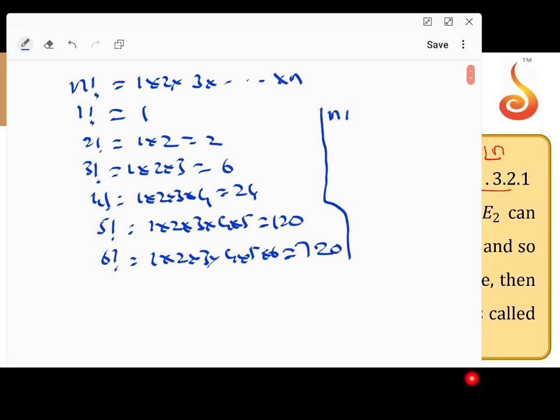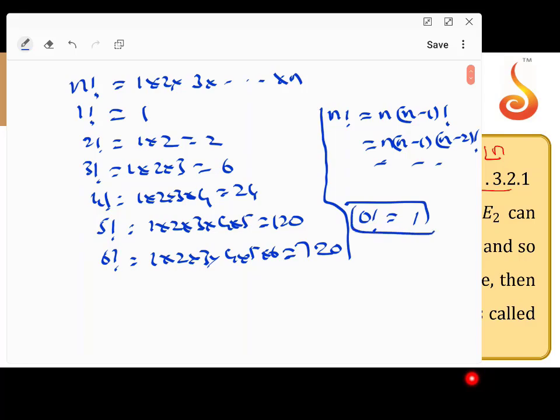So now some more points. N factorial you can write as n into n minus 1 factorial. So this you can extend: n into n minus 1 into n minus 2 factorial also. You can extend this one. Next, one more point you can remember. 0 factorial is always 1. This also you have to remember. So 0 factorial is 1. Just remember this one. So I hope you understand these values.